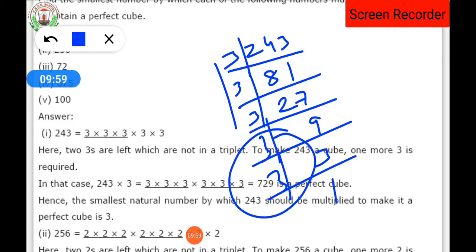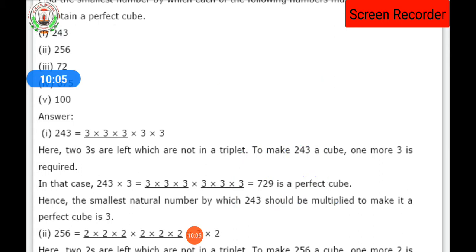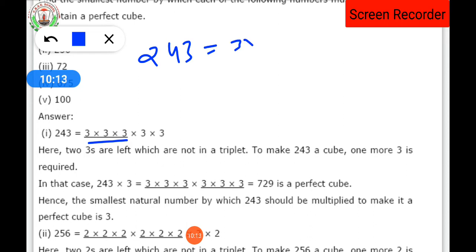To make a triplet pair for the last two 3s, we need one more number, that is 3. So it is not there, it is not present. So we are going to first find the factors. We can see that 243 has the factor 3 into 3 into 3, first pair, but the second pair is incomplete. Here no pair is there, isn't it? Hence we can say that since the pair is not there, 243 is not a perfect cube.